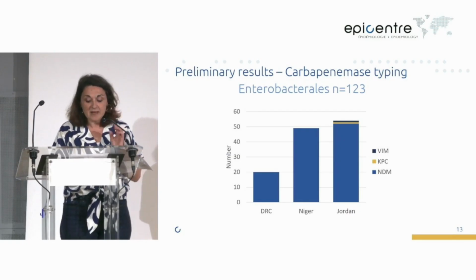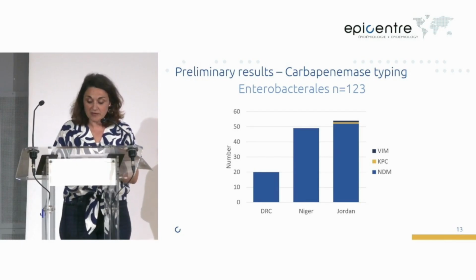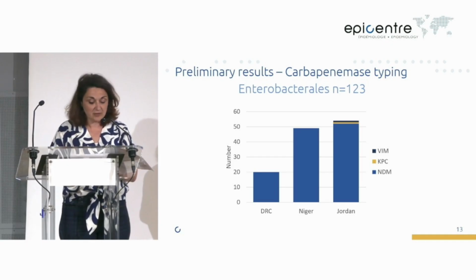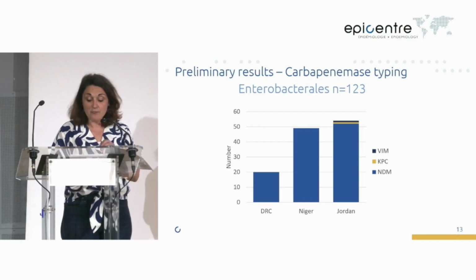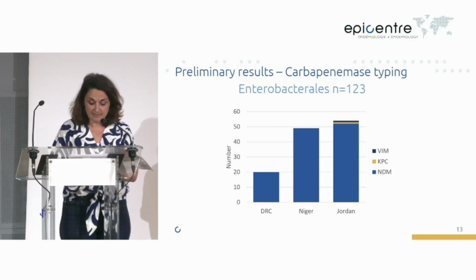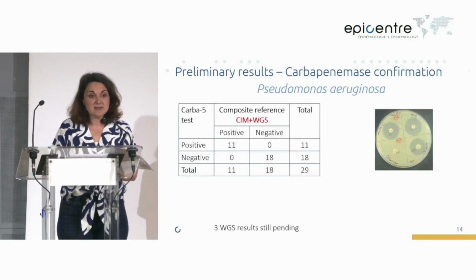For typing, we have shown that in Niger, Jordan, we find a majority of NDM. With the final results, we'll have the performance of the test for each type of carbapenemase.